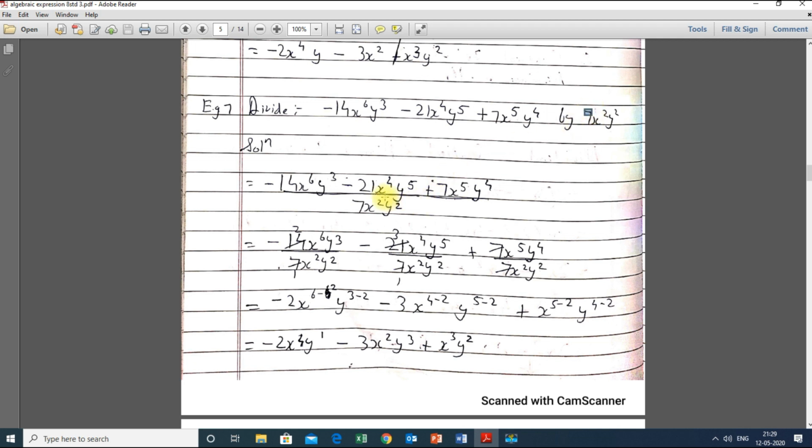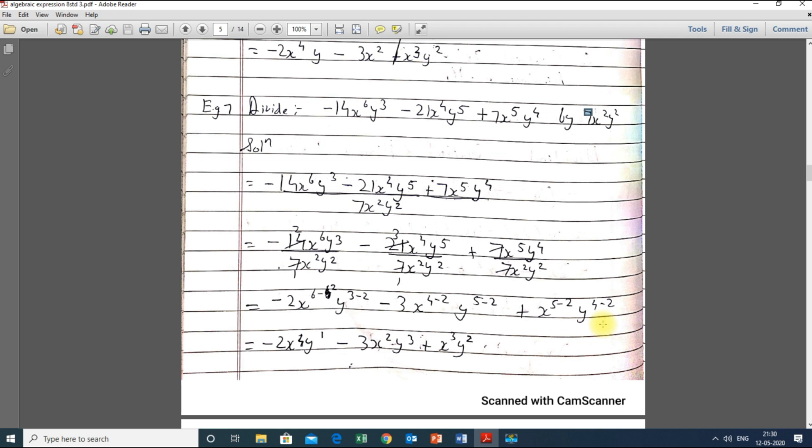What I will do is divide this monomial into all the three terms. The −14x³y³ I will write upon 7x²y², and −21x⁴y⁵ upon 7x²y², you can see over here, and then the third term 7x⁵y⁴ upon 7x²y². Now 7 ones are 7, 7 twos are 14, so −2 I will get over here. x raised to 3 upon x raised to 2, so x raised to 3 minus 2. y raised to 3 upon y raised to 2, y raised to 3 minus 2. And here I will do the same thing. 7 ones are 7, 7 threes are 21, so −3, x raised to 4 minus 2, y raised to 5 minus 2. 7 and 7 get cancelled, x raised to 5 minus 2, y raised to 4 minus 2.